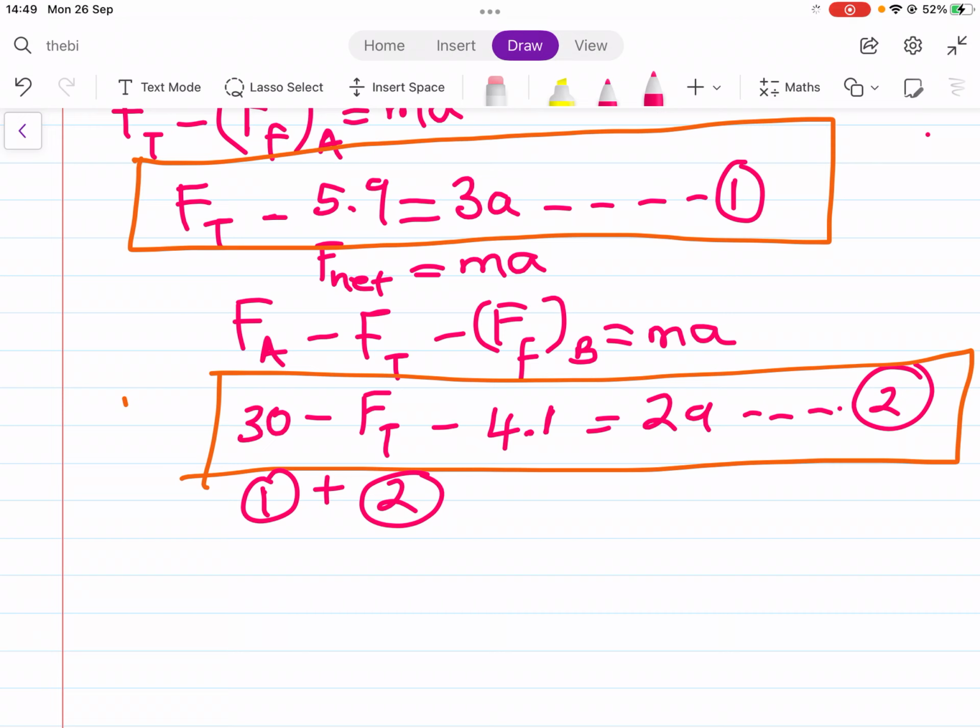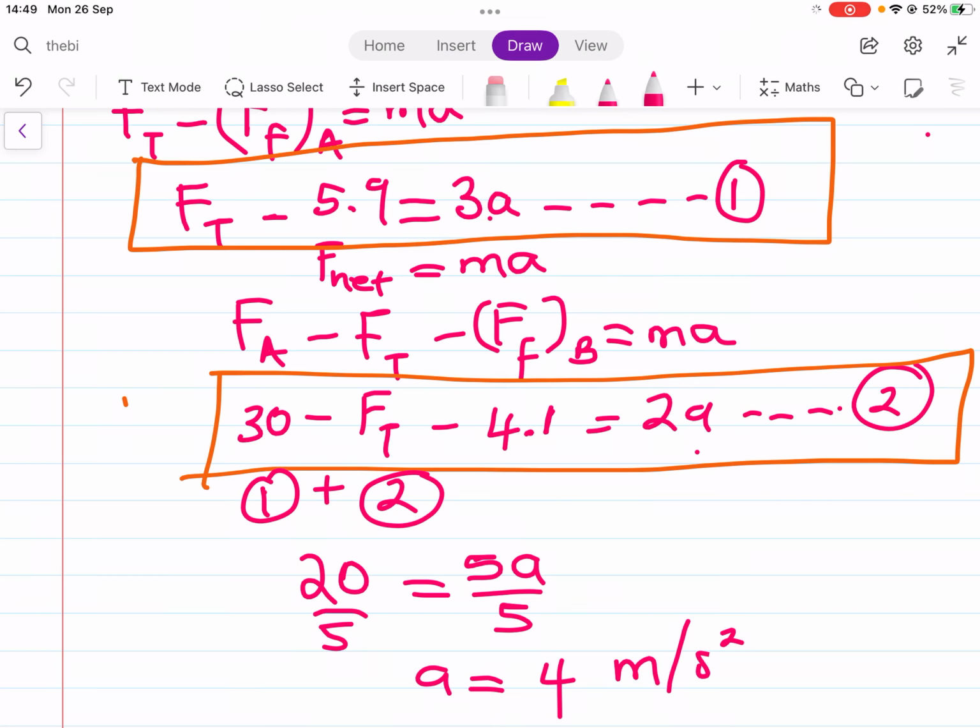So 30 minus 4.1 plus minus 5.9, so it equals 20. So Ft plus negative Ft equals 0, which equals 3a plus 2a, it's 5a. So divide both sides by 5. a is equal to 4 meters per second squared to the right.